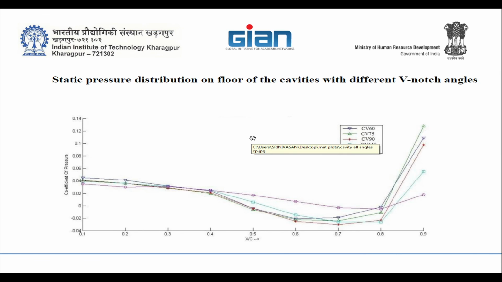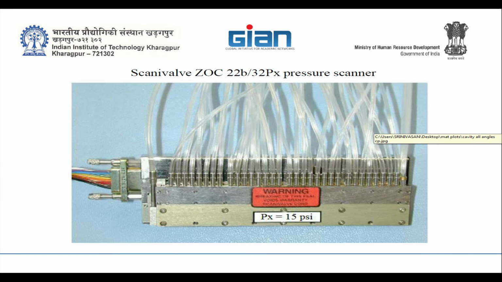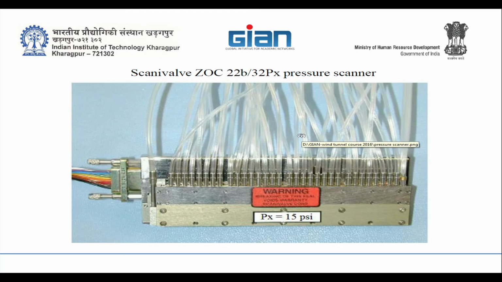These are the static pressure distributions for different V-notch angles. Here, if you see, as I am decreasing the angle, the fluctuation... this is static, sir. This is not unsteady. I'll come to unsteady next. These are static. Usually the unsteady sensors are different; they have to be wall mounted. I'll show that. These are static pressure sensors.